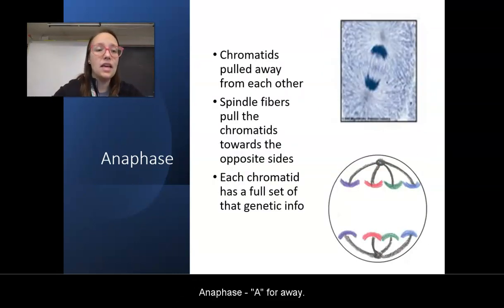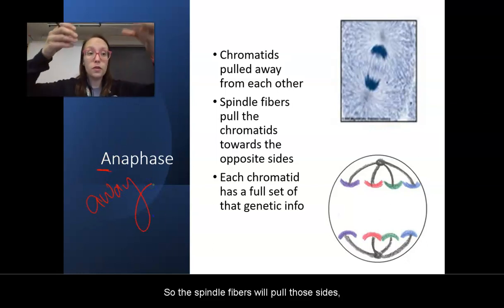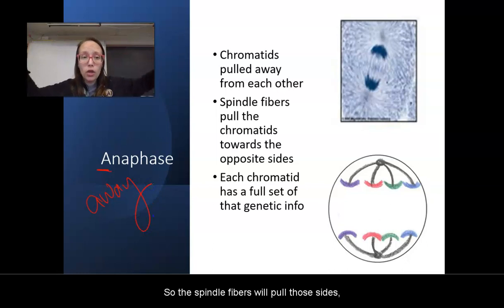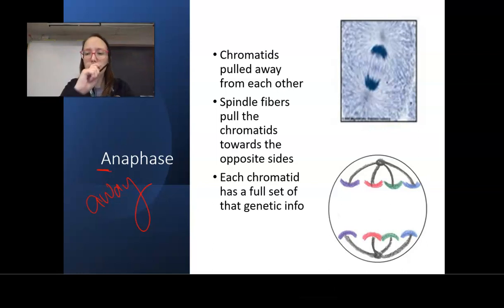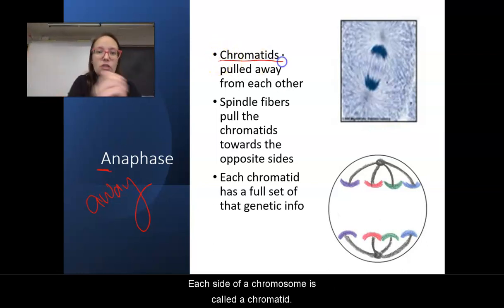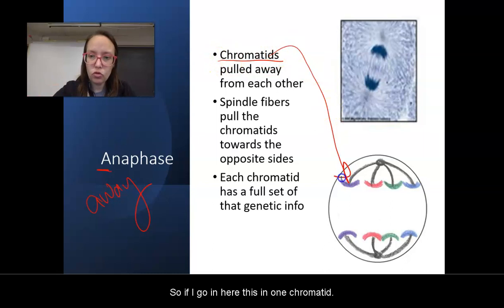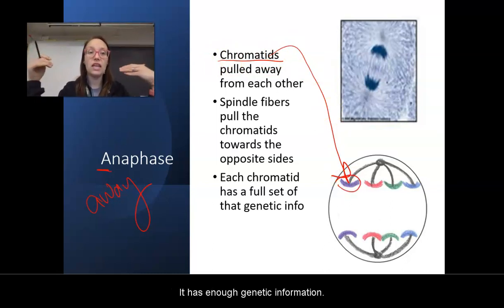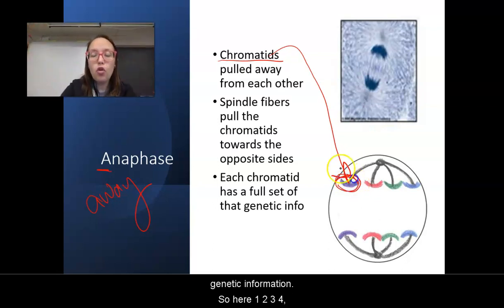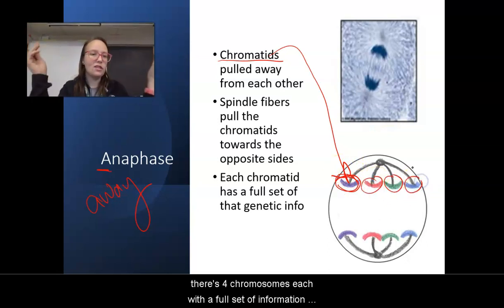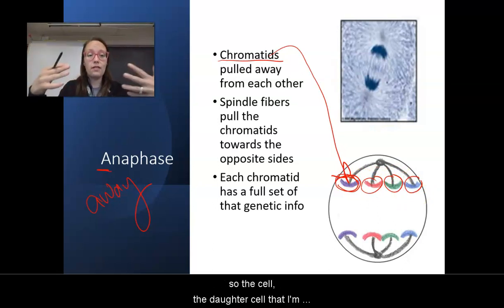Next, anaphase, A for away. Those spindle fibers will pull the two sides of those chromosomes apart. Each side of a chromosome is called a chromatid. So if I go in here, this is one chromatid. It has enough genetic information for that cell. So this has a full set of genetic information. So here, 1, 2, 3, 4, there's 4 chromosomes, each with a full set of information.